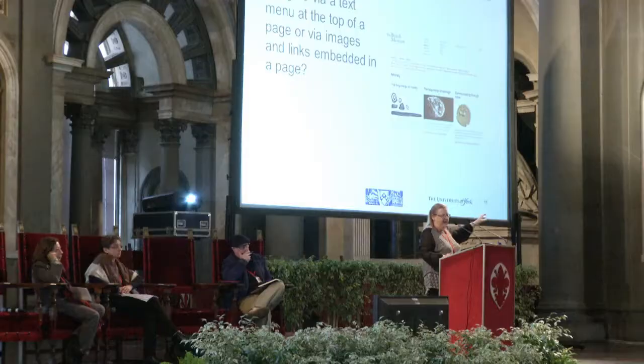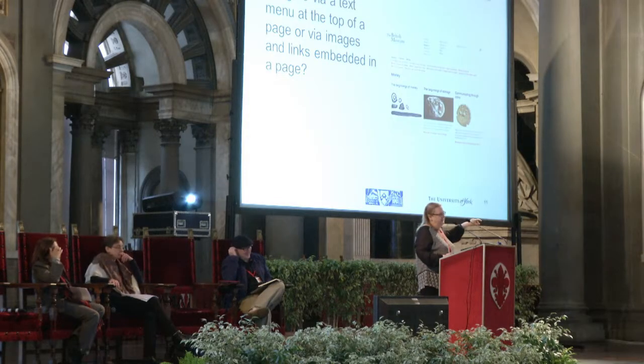So here's a page actually from the British Museum website that illustrates both approaches. You've got a rather complicated menu structure at the top of the page, I have to say, but then each of those images is a link, and there's text above the image to tell you what you can go and find out about in terms of the history of money at the British Museum.